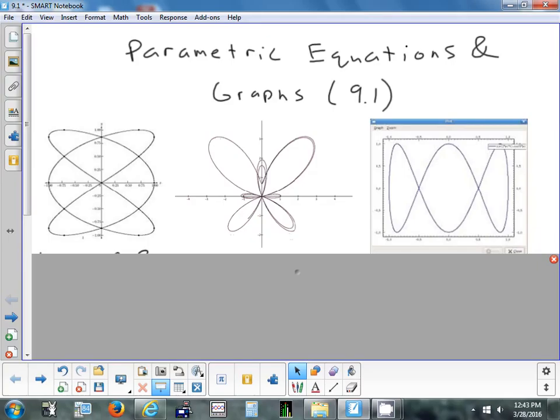But how do these differ, say, from functions we've done at the beginning of the year? Like, they don't pass the vertical line test, right? They're not functions, none of them. So you can have a parametric equation that is a function, okay? But a lot of times they do cross over themselves. Okay, so they don't pass the vertical line test.